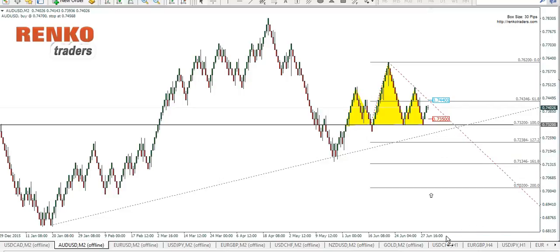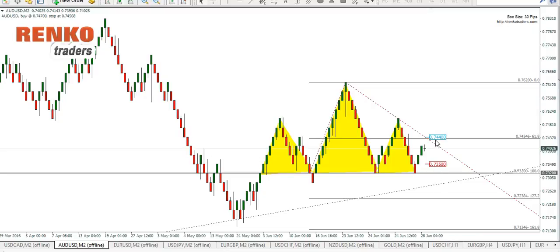What we expect to see is a reversal between 744 and 735, following which we could expect a move to the downside. To the upside, in the event that the Aussie dollar breaks above 744, you could probably expect to see a further upside coming in.